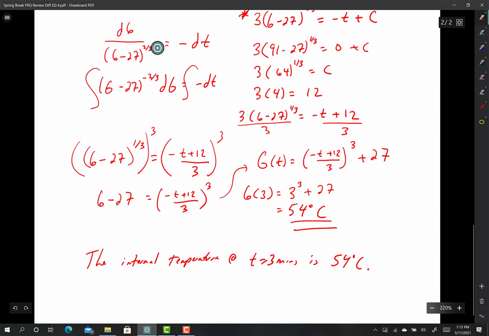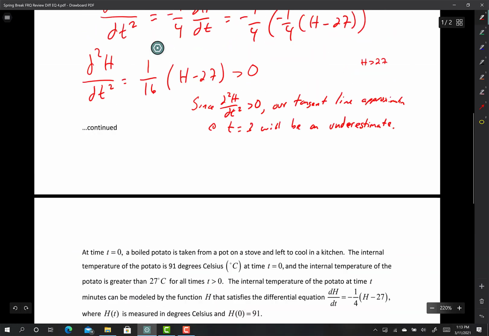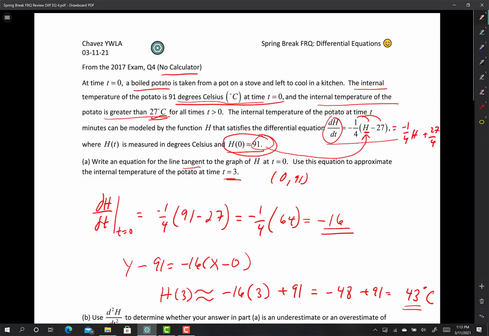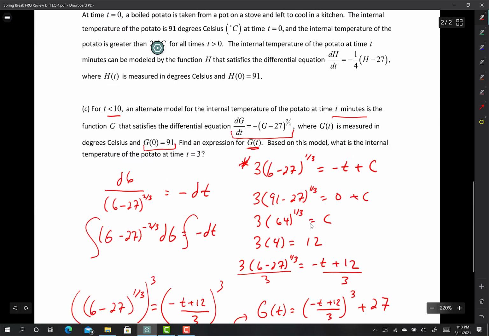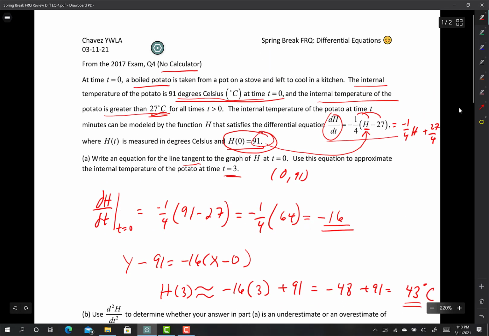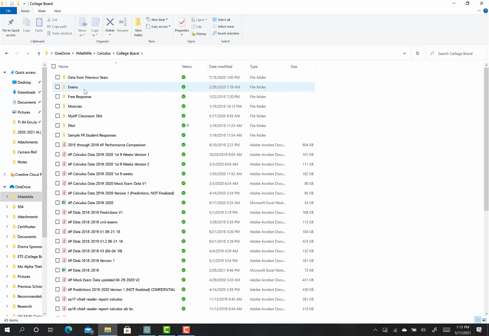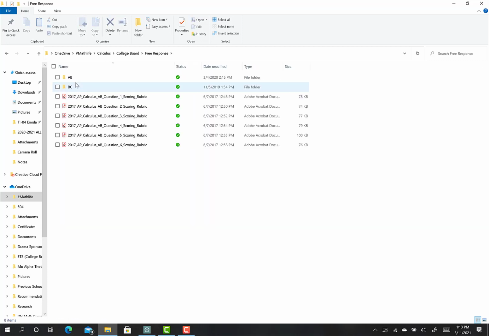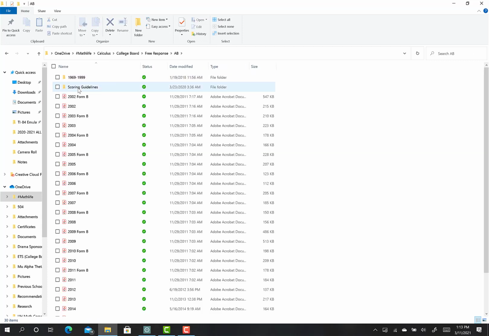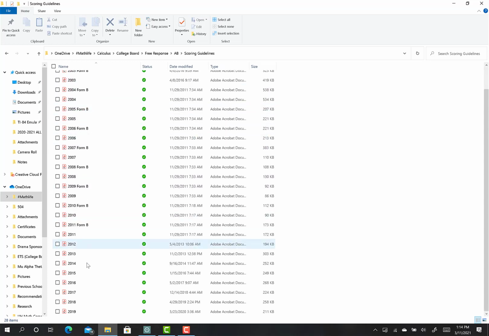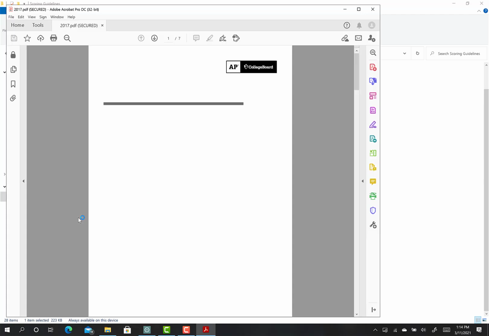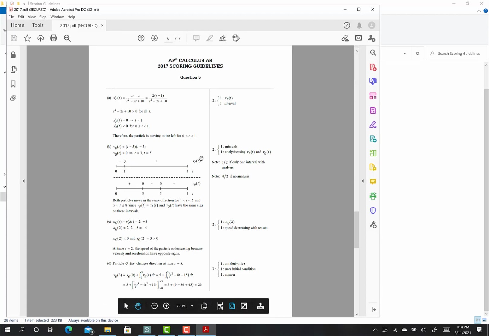Let's take a look at the rubric and see if we got everything, guys. That was kind of fun, actually. So, which one is from what year? 2007. So, 2007. College Board. Response. 2017. Sorry, guys. Let's go. 2017. And it was question 4.